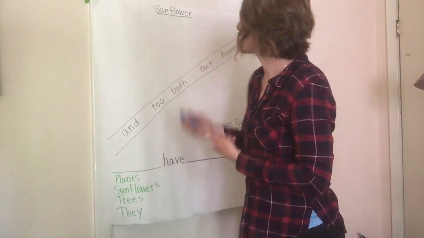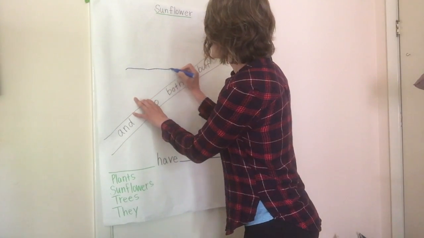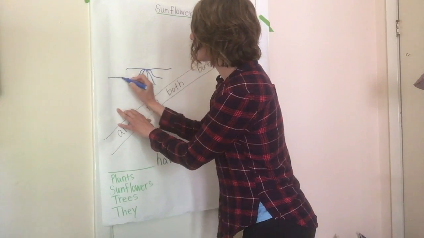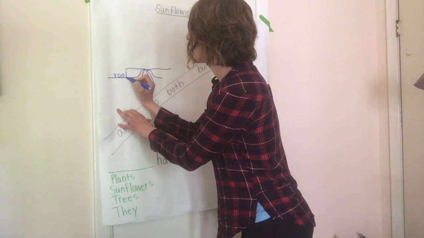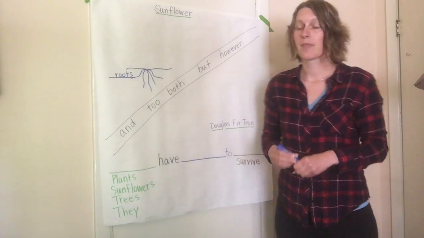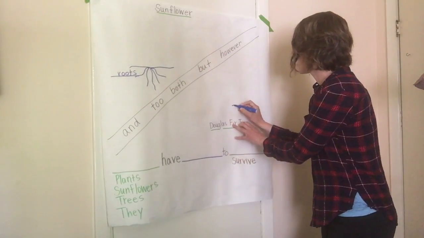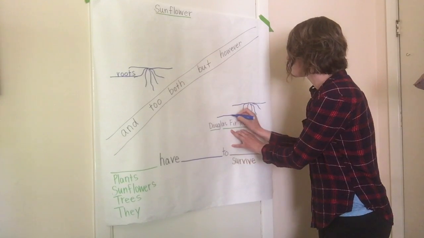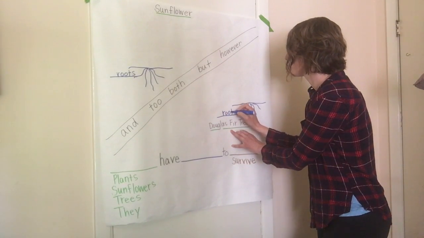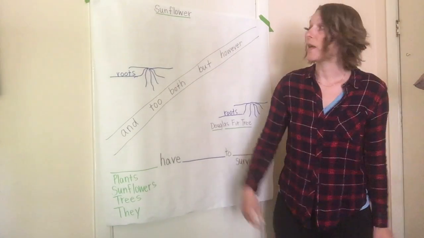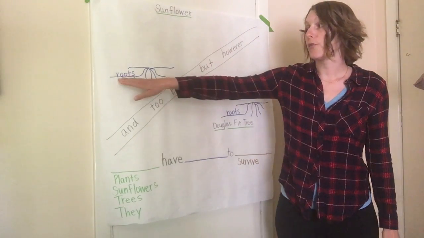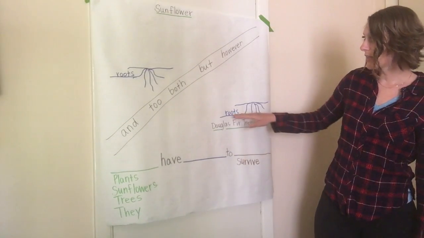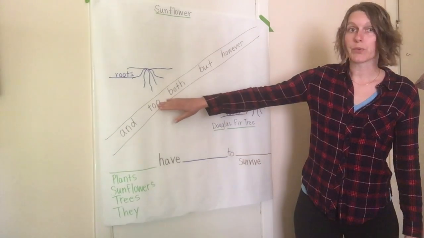Let's start with our sunflower. We're going to start right here at the ground level. Underneath the soil, a sunflower has roots. A Douglas fir tree has roots too. Say that sentence with me. Sunflowers have roots and Douglas fir trees have roots too.